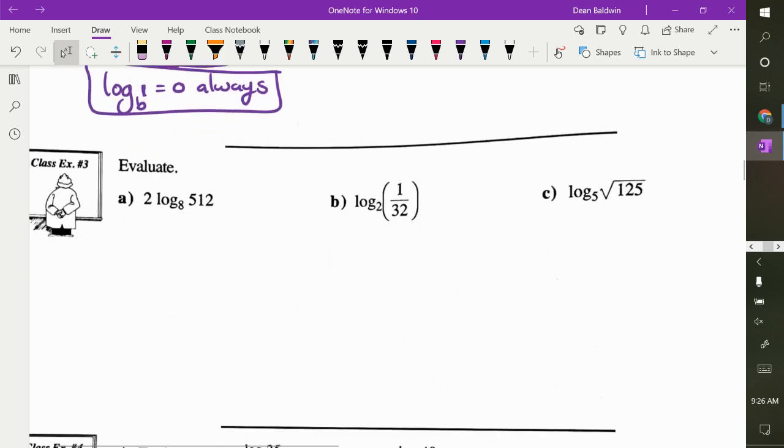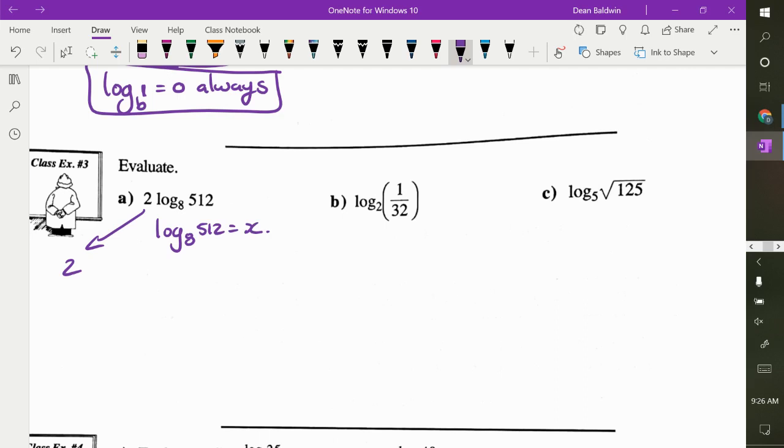Okay. Let's do A here. Evaluate this. So we got 2 log base 8 of 512. Ignore the 2 for now. Just kind of put it off to the side. Just deal with the log base 8 of 512. We have to evaluate that. But it's not an equation, so we can't divide it off. So we're just trying to figure out what this value is.